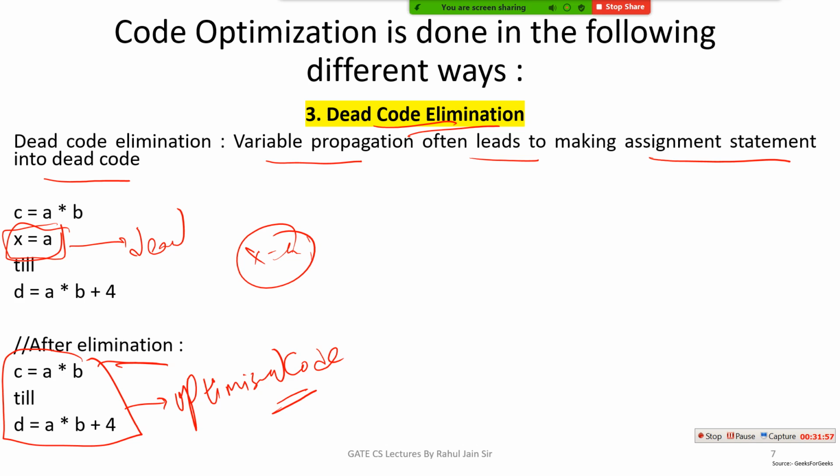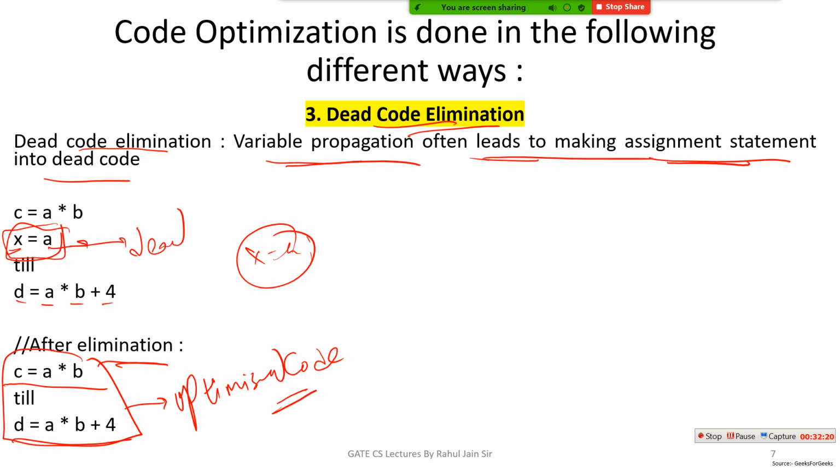Why? Because in the final statement we only have a, b, 4 and d, right? We don't have any x here, and there isn't any use of x here. That is why in our final code we can just write c equals a into b and d equals a into b plus 4. So this is considered dead code elimination, right? So variable propagation will lead to the assignment statement becoming dead code.